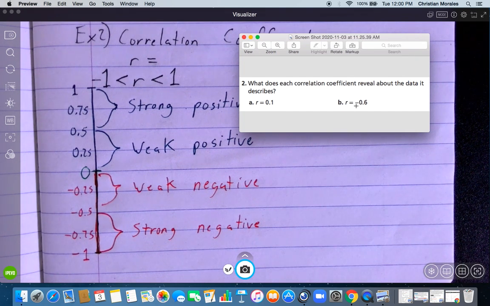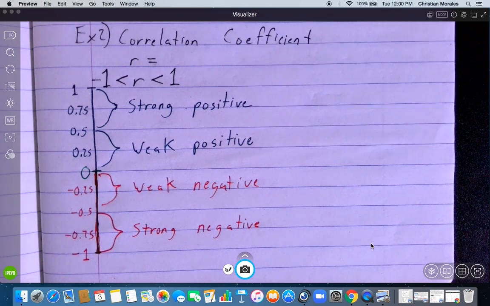If you get something like this, negative 0.6, that would be over here. And I would say that's moderate to strong negative correlation, but I would side on strong over weak. And yeah, that's example number 2. All right, so let's move on to example number 3.